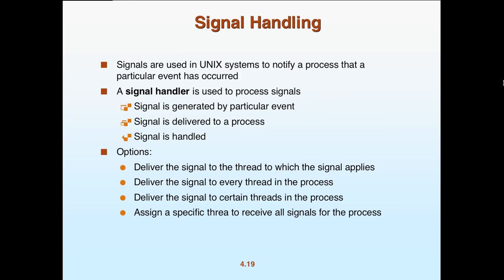You can send it to all the threads that belong to a process. Or you can deliver the signal to certain threads in the process, not all of them. Or assign a specific thread to receive all the signals for the process. So in the theory of Windows and Unix modern day implementations, if we only have one thread per process, it's doing this one here. It's delivering it to every thread in the process.